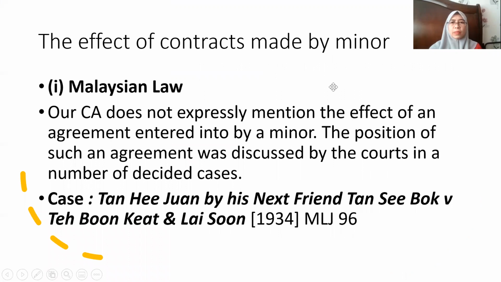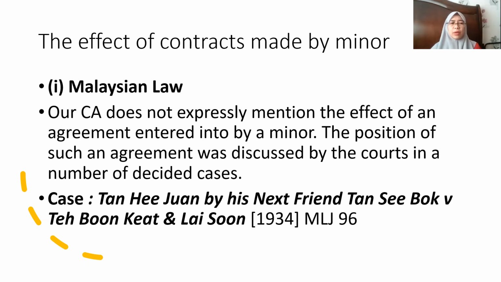Okay, let's have a look at the position in Malaysia, under Malaysian law. If you were to look at all the sectional provisions, there's no specific section which expressly mentions the effects of an agreement entered into by a minor. So whenever the provisions are silent on this legal rule, then we have to look at the case law. The position of such an agreement was discussed by the courts in a number of decided cases. So cases supplement the legal provision, the statute, basically.